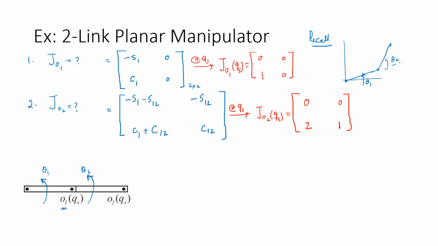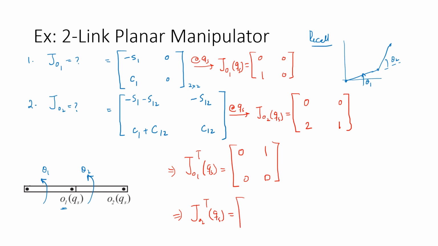Now once you have got that, you can make use of that in order to construct the transpose, obviously. So JO1 transposed, and let me use QS as well so that there is no confusion, at QS is equal to, when you take the transpose of that, 0, 1, 0, 0. And then you have JO2 transposed at the starting configuration, also simply written as 0, 2, and 0, 1.